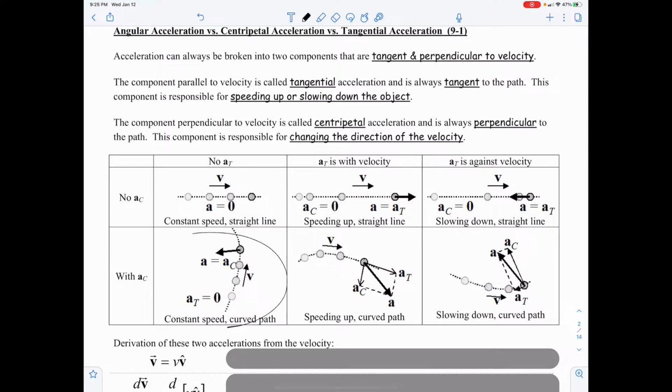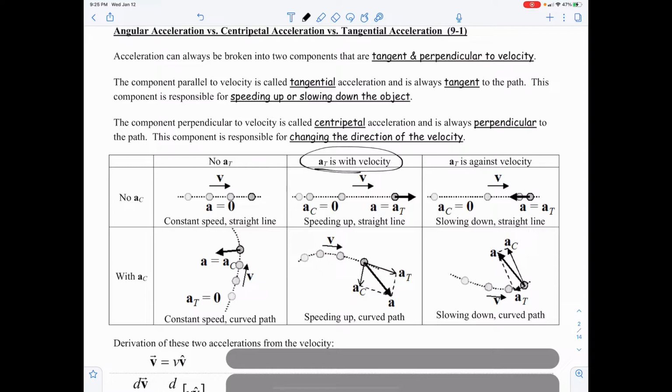Now, if we go down here and examine this one, we have no tangential acceleration, but we do have centripetal acceleration. What that means is we're going to move at a constant speed along the path, but we're going to curve due to the centripetal acceleration. In this box here, we're going to examine a situation where we have tangential acceleration, but no centripetal acceleration. Well, the tangential acceleration is helping us to speed up, but because there's no centripetal acceleration, we're not curving and we'll speed up in a straight line.